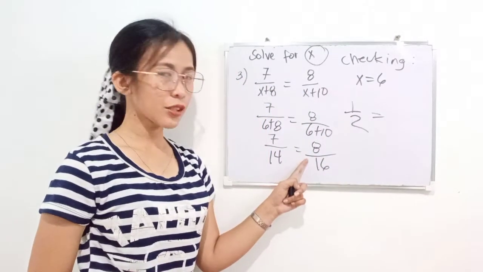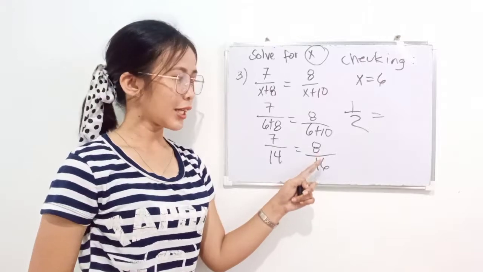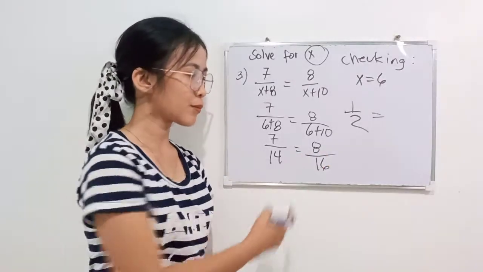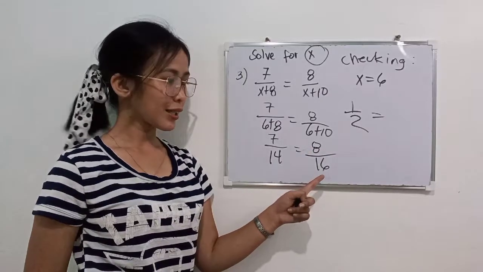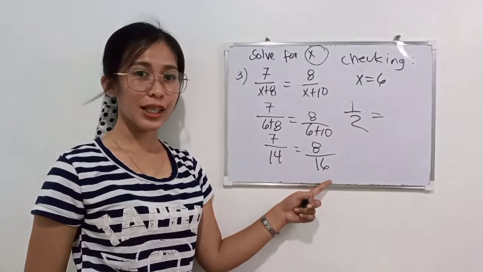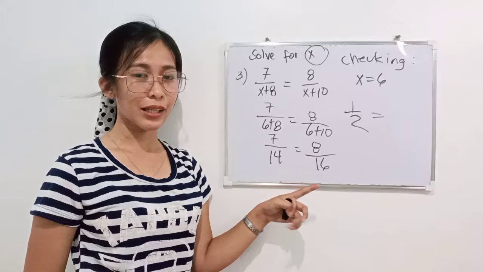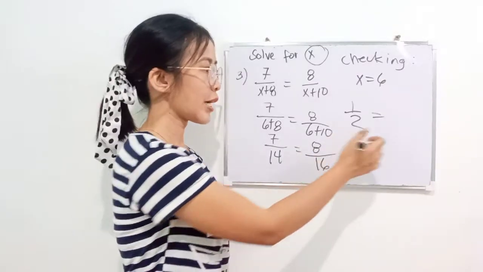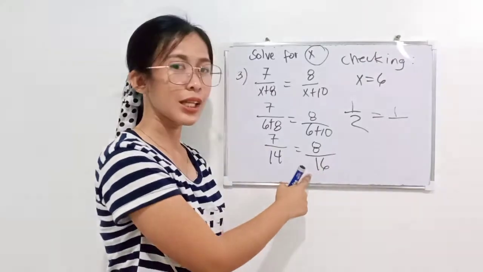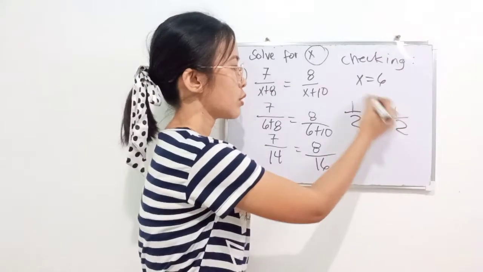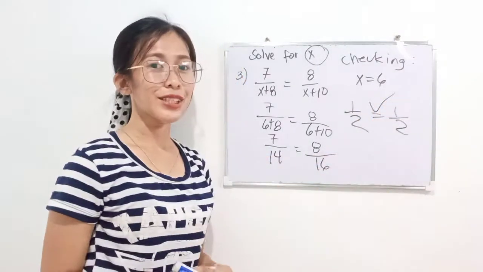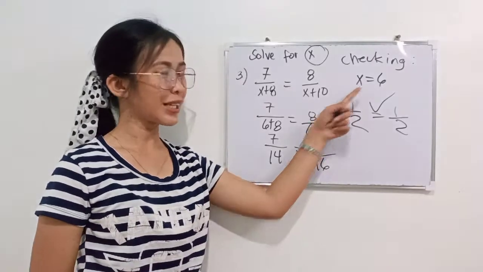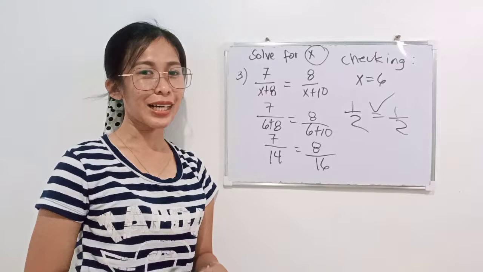And then next, you have 8 over 16. Okay? Also, when you're going to reduce it to lowest term, divide both sides by 8 kasi kaya namang i-divide ni 8 si 16. So, 8 na yung gamitin natin, pinaka-greatest number. So, we have 8 divided by 8 is 1 and 16 divided by 8 is 2. Okay. Are they now similar? Yes, they are. Therefore, tama ang nakuha nating value ng x.